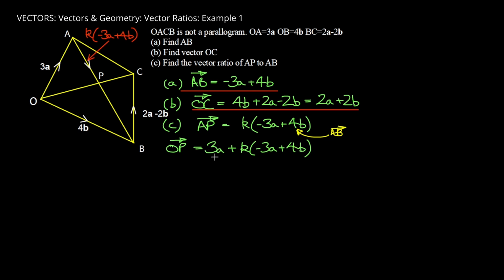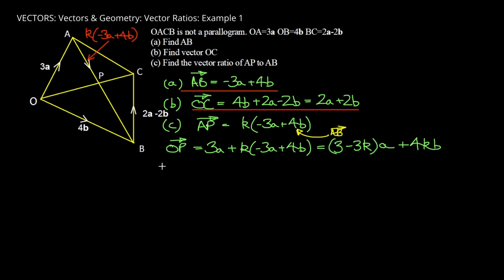So in other words, we will multiply this bracket out. So this is equal to, in A terms, we've got 3 and then negative 3k. That's our vector A component. And the B component is the multiplication of 4B and k. So this will be 4kB.